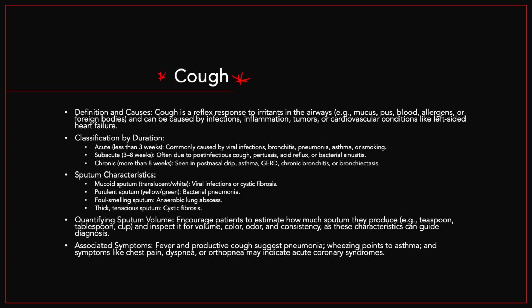But what has the duration of the cough been? Do they have a chronic cough? Is it subacute, 3 to 8 weeks, or acute, which is less than 3 weeks? Some of the things associated with a chronic cough are asthma, GERD, chronic bronchitis, bronchiectasis. Also, when we look at the subacute, post-infectious cough, pertussis, acid reflux, or bacterial sinusitis. Acute is what we commonly think of: your viral infections, bronchitis, pneumonia, asthma, or smoking.